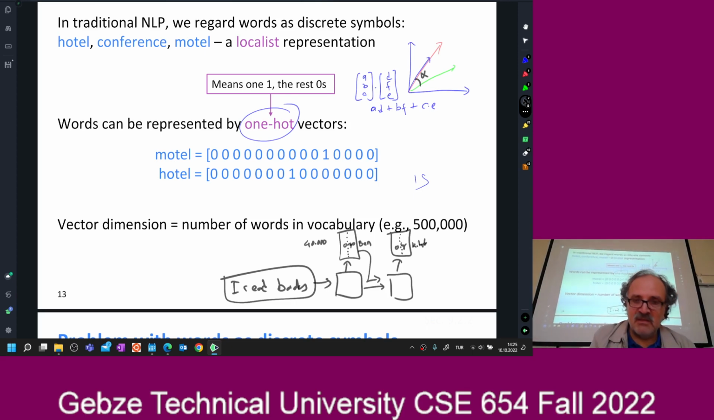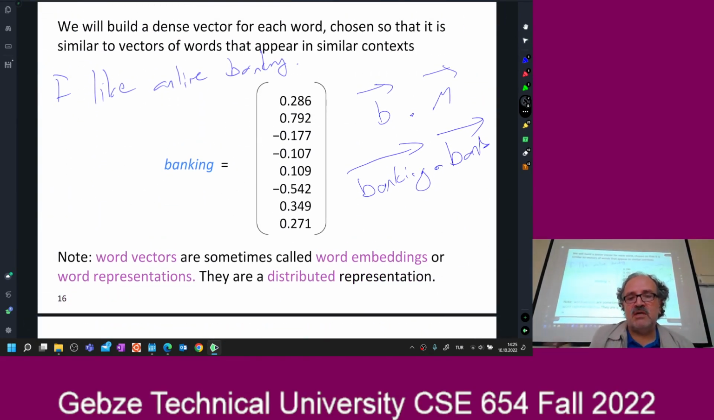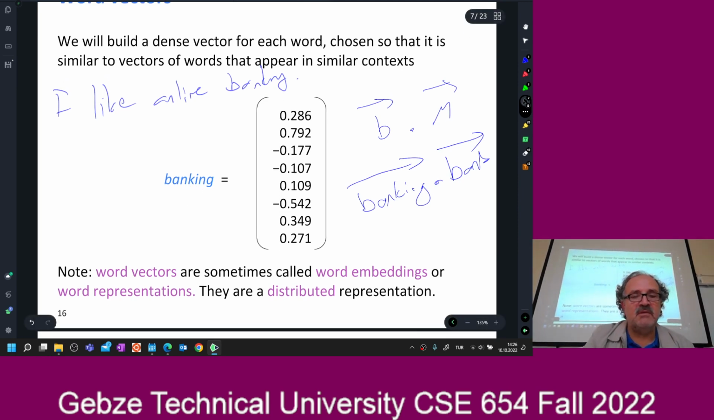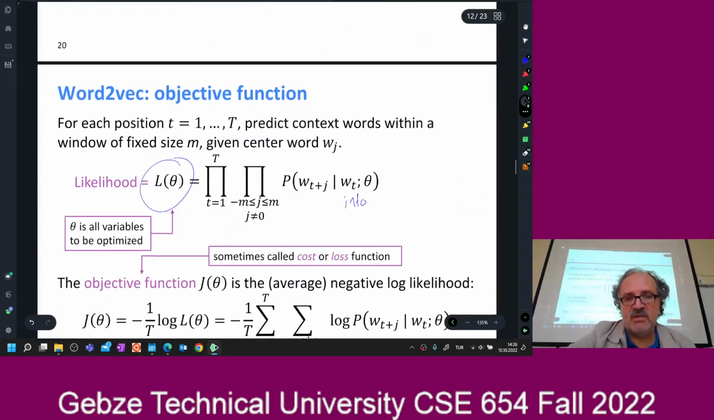This is possible, but don't call it stupid because it is being used. A smarter way of representing a vector is this: a 200 dimensional representation of the word banking, and this is how you do it. We are going to come back to this one.